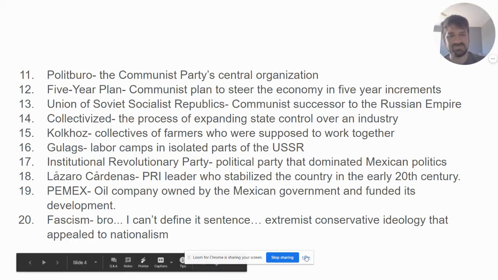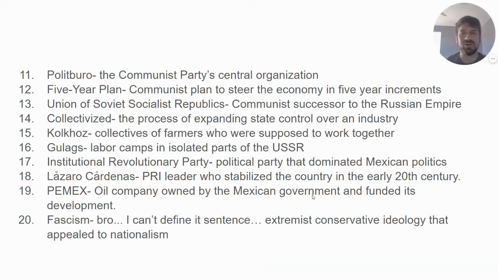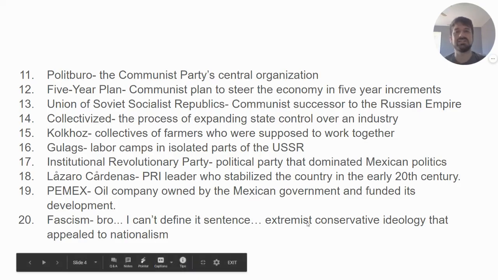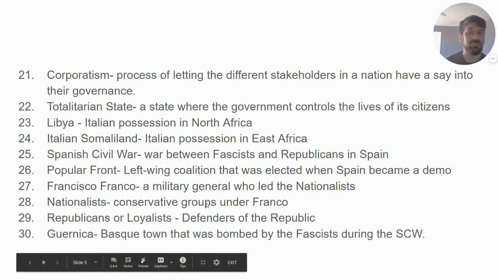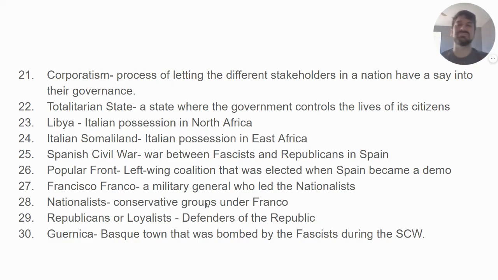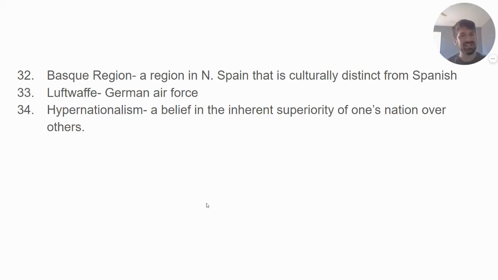But yeah, I mean, the number 20 is kind of a hard one to define, but now we have one more page into this one. And finally, okay, so that's all of them. Now, let's go into the interwar period.